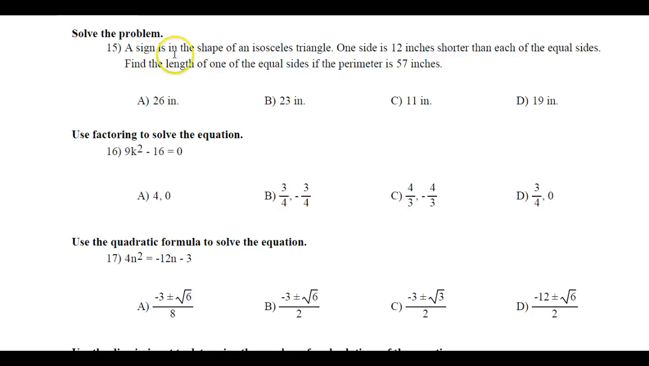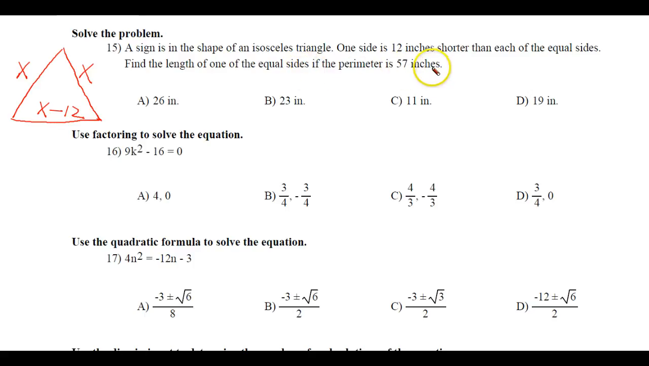Okay, here they're saying the sign is in the shape of an isosceles triangle. So I would suggest you make an isosceles triangle. That is, two sides are the same size, same length. One side is 12 inches shorter than each of the equal sides. So this will be x, this will be x, and this side is x minus 12. So find the length of the equal sides if the perimeter is this.